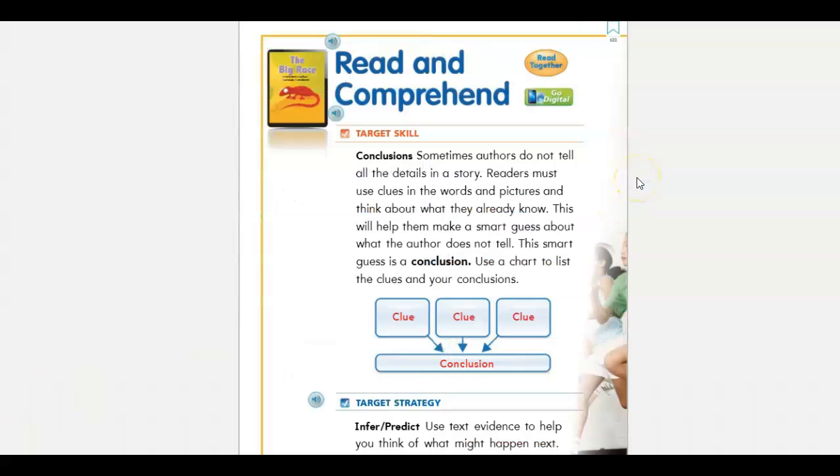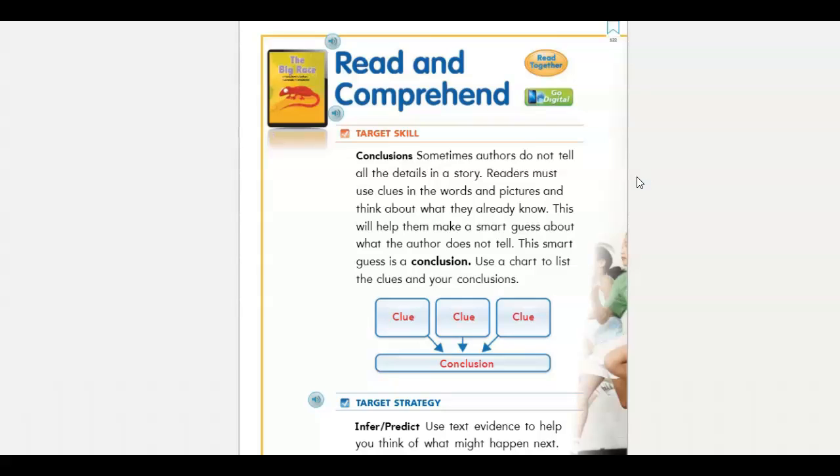Now, before we read our story, The Big Race, we are going to talk about our target skill for this week. So last week we talked about cause and effect. This week we are going to be talking about conclusions. Sometimes authors do not tell all the details in a story. Sometimes the readers must use clues in the words and pictures and think about what they already know. This will help them make a smart guess about what the author does not tell. This smart guess is called a conclusion.